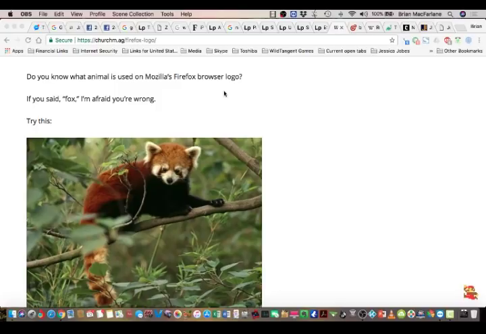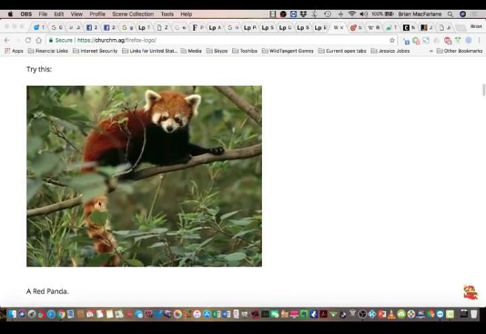Oh, by the way, kudos goes to Teresa for this one, okay? If you said fox, I'm afraid you're wrong, it says. See, this is a red panda.